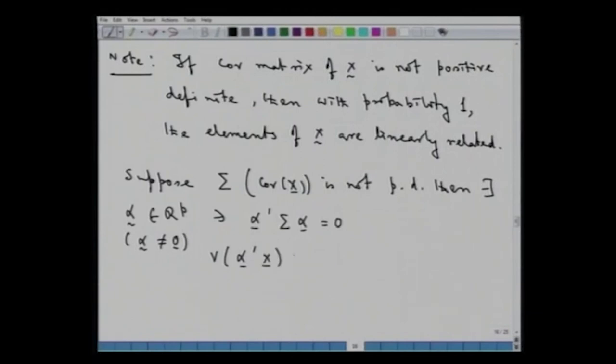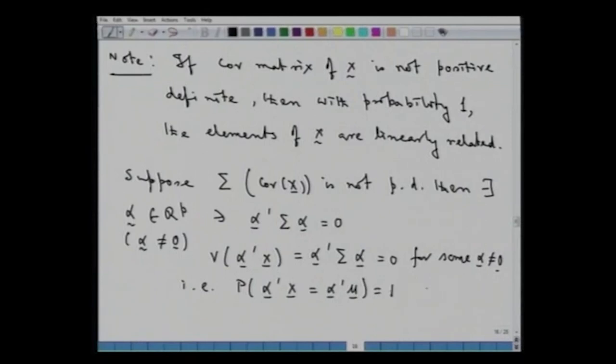Now, what does this mean? What we had seen earlier is that alpha prime sigma alpha is nothing but the variance of alpha prime x. So, the variance of alpha prime x, given by alpha prime sigma alpha, is equal to 0 for some alpha which is not equal to a null vector. What it means is that the probability that alpha prime x is equal to its expectation alpha prime mu is equal to 1 for some alpha not equal to 0. That is, the probability that alpha prime (x minus mu) is equal to 0 is 1 for some alpha which is not equal to 0.